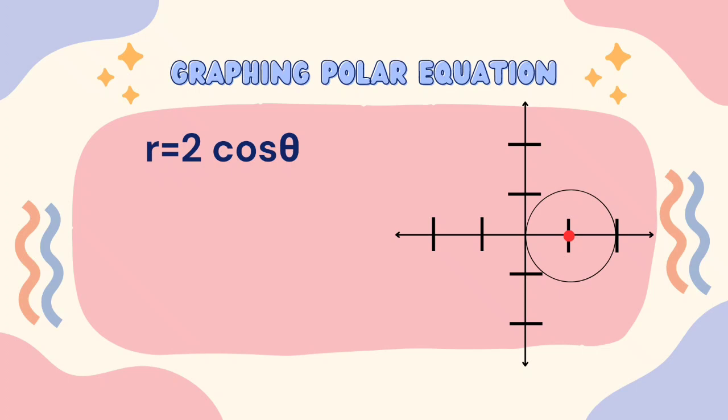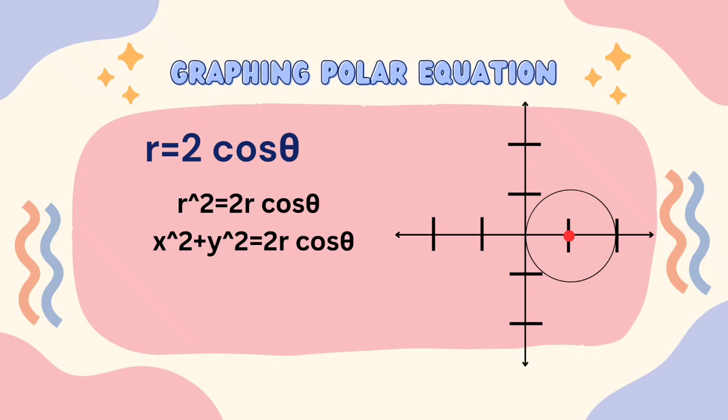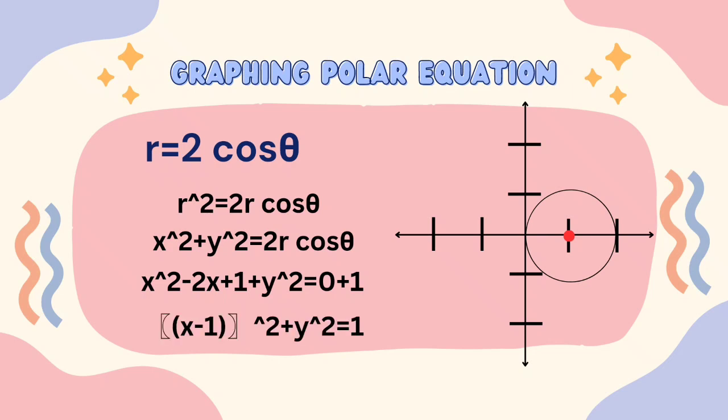We can verify this by converting into rectangular form. We just multiply both sides by r, change r squared into x squared plus y squared, and r cosine theta into x. Subtract 2x, and then we can complete the square with the x terms by adding 1 to both sides, giving us (x minus 1) squared plus y squared equals 1, which should be a more familiar version of the equation for this circle.